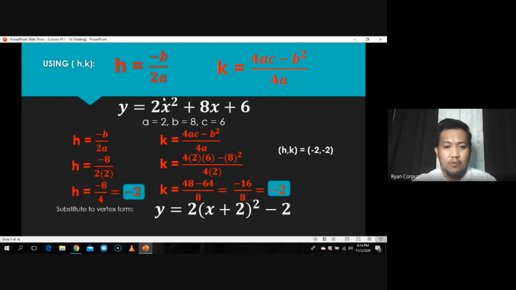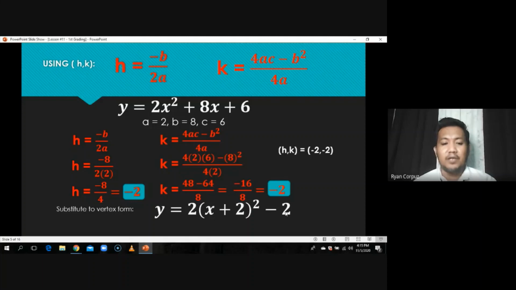Since a yon, you have to just simply copy the value of a, then quantity of x, opposite sign of h. Di ba sabi natin doon kanina when we got the formula, it's the opposite sign of h. So since negative 2 yung h natin, the opposite sign of it is positive 2. So that's why plus 2 yun dito. Then quantity squared, then same sign of k, which is minus 2.